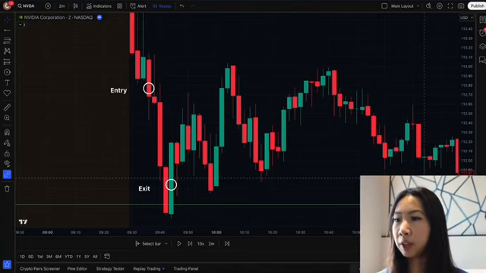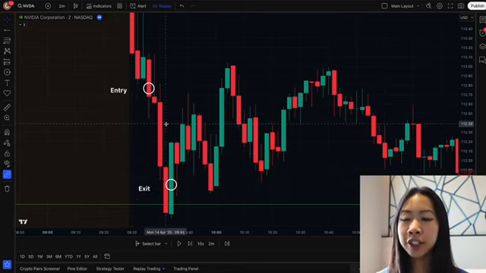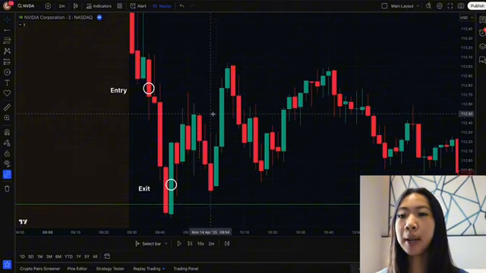Hey guys, so I'm going to break down my entire trade for you, basically my entry to the exit. How did I manage the trade? Why did I even enter the trade? What were all the confirmations and confluences that I saw? And basically get a full understanding of why I take certain trades.